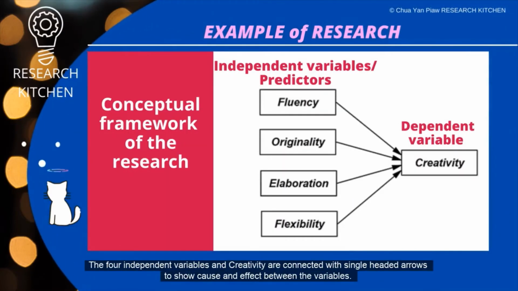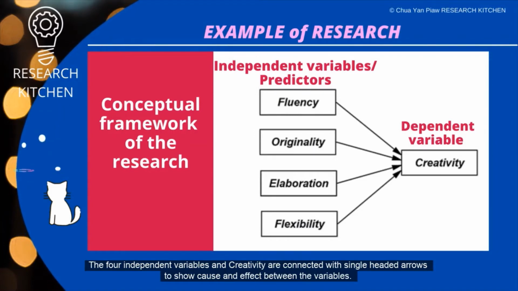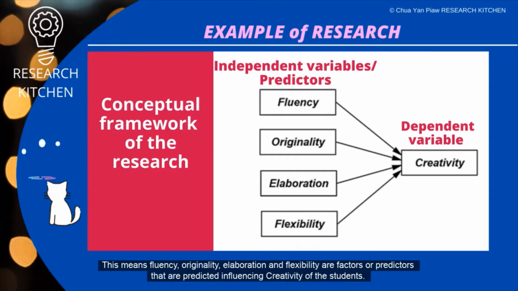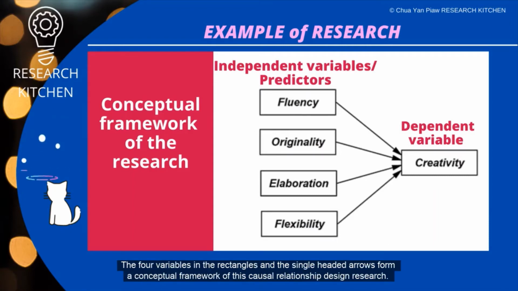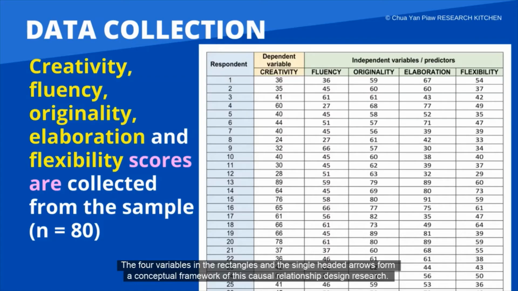The 4 independent variables and creativity are connected with single-headed arrows to show cause and effect between the variables. This means fluency, originality, elaboration, and flexibility are factors or predictors that are predicted influencing creativity of the student. The 5 variables in the rectangles and the single-headed arrows form a conceptual framework of this causal relationship design research.